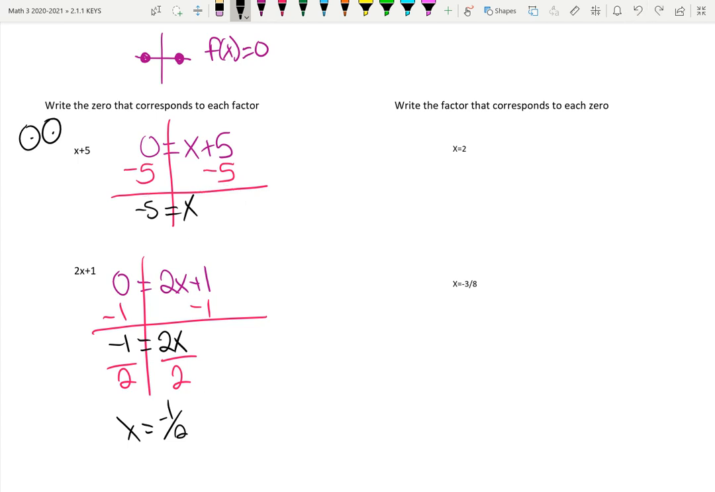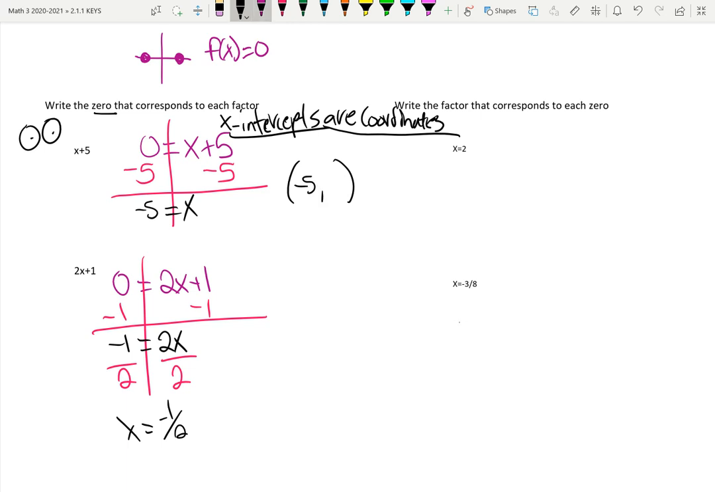Almost. The final thing to do is to remember zeros are x-intercepts. I keep saying that word over and over again, but x-intercepts are coordinates. So here, my final answer, x comma y. It's an x-intercept, so y is 0. x comma 0. That's all that was missing.